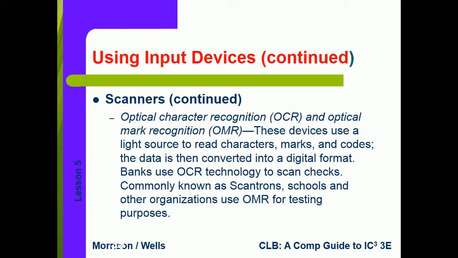Using input devices, continued. 35. Scanners, continued. Optical character recognition, OCR, and optical mark recognition, OMR. These devices use a light source to read characters, marks, and codes. The data is then converted into a digital format. Banks use OCR technology to scan checks. Commonly known as Scantrons, schools and other organizations use OMR for testing purposes.